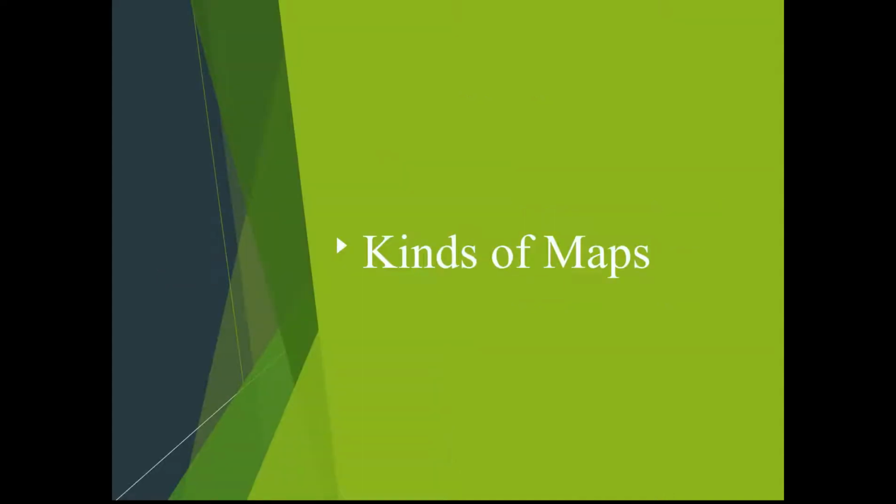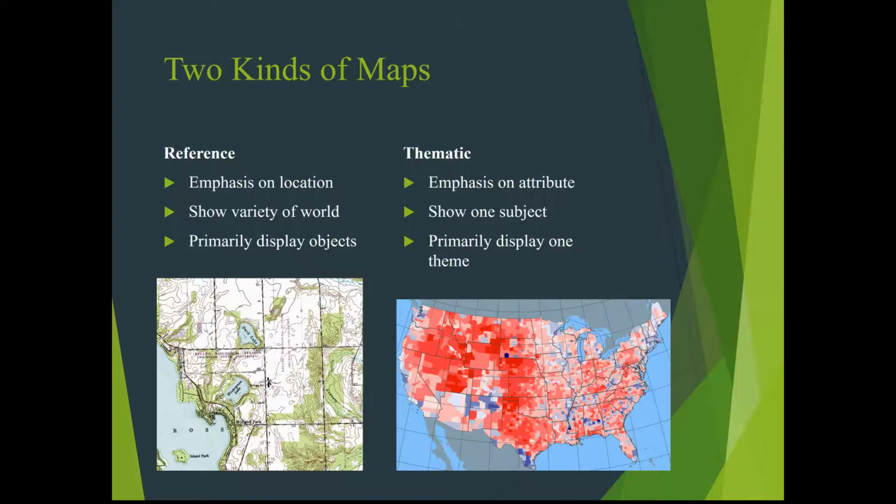Alright, so let's talk about kinds of maps. Broadly speaking, there are two kinds of maps: reference maps and thematic maps. The reference map emphasizes the location of objects in the world. It also shows a variety of the world and primarily displays physical objects. A thematic map, on the other hand, emphasizes attributes. Typically, a thematic map will display information pertaining to a single subject or theme, and it will emphasize the spatial patterns and variations of an attribute in that theme.